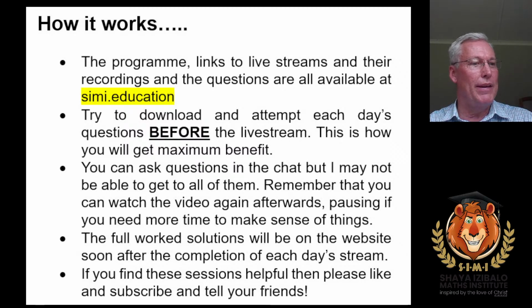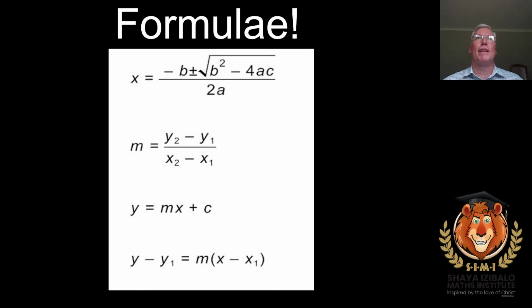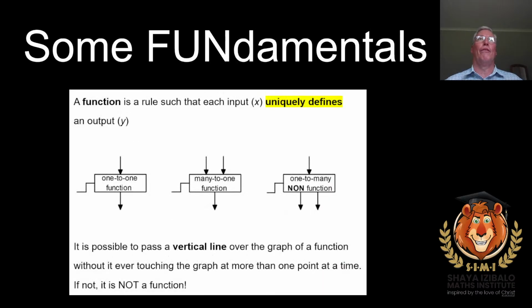Each day we've looked at the formulae that we get given, and I've scoured the formula sheet. These are not all together in the same place on the formula sheet, and in fact, three of them come from the analytical geometry section. But these are really the only three formulae that we get provided: the quadratic formula for solving a quadratic equation, a formula for gradient, and then two different options for a formula for a straight line. So we're now going to look at some of the fundamentals of functions.